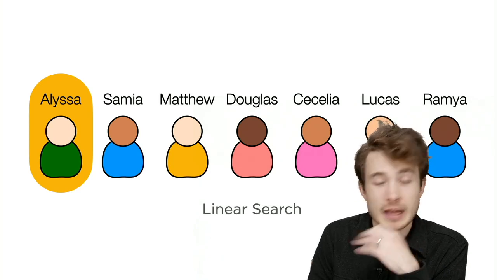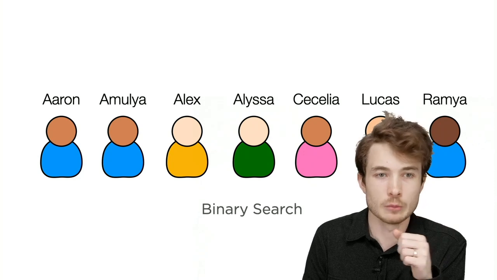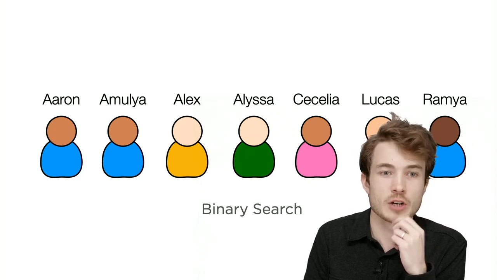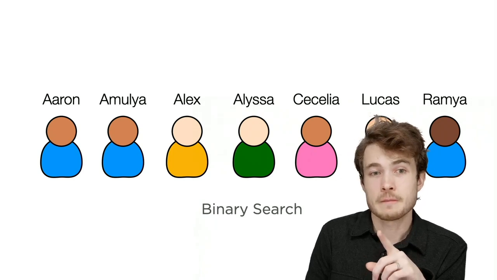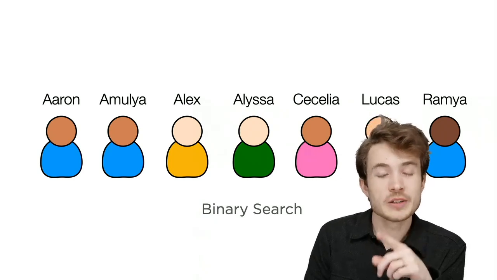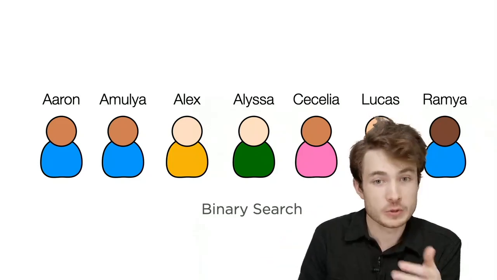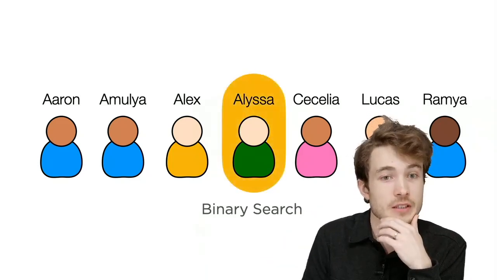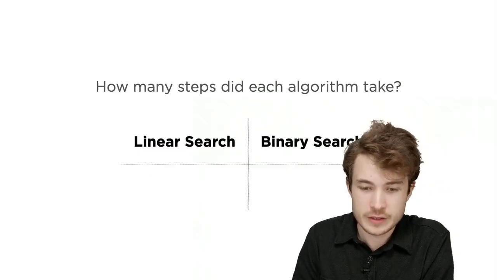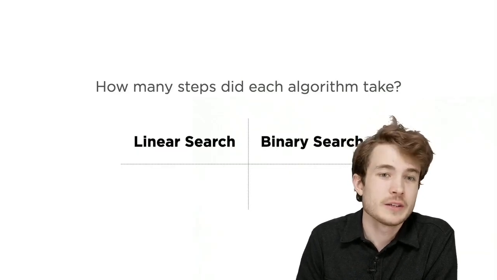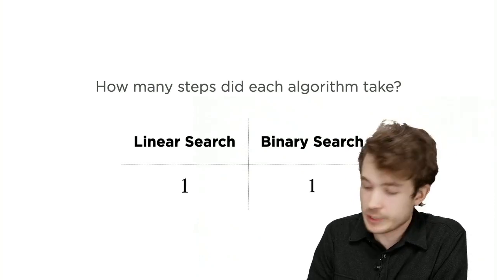And now let's think too about binary search. Let's say we have this input of people, kind of shuffled a little bit. We have Aaron, Amulia, Alex, Alyssa, Cecilia, Lucas, and Ramya. And we're doing binary search. We're still looking for Alyssa. If we were to do binary search on this data set, where would we first look? Well, the middle. So it took us only one step to find Alyssa here. So there's another question we could ask. First, how many steps did each algorithm take? We talked about how linear search took one, and so did binary search.